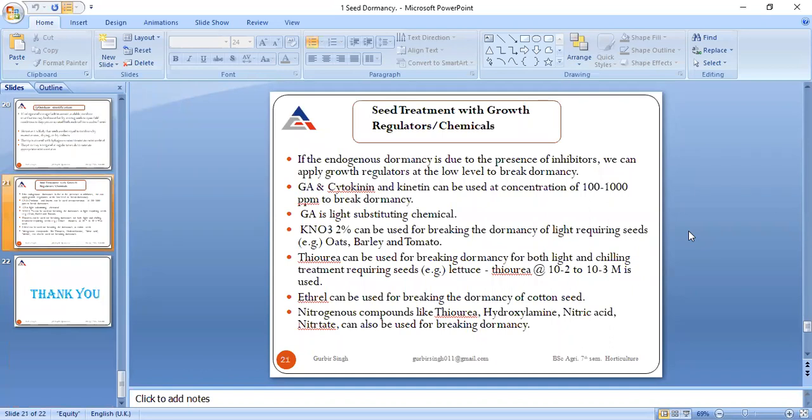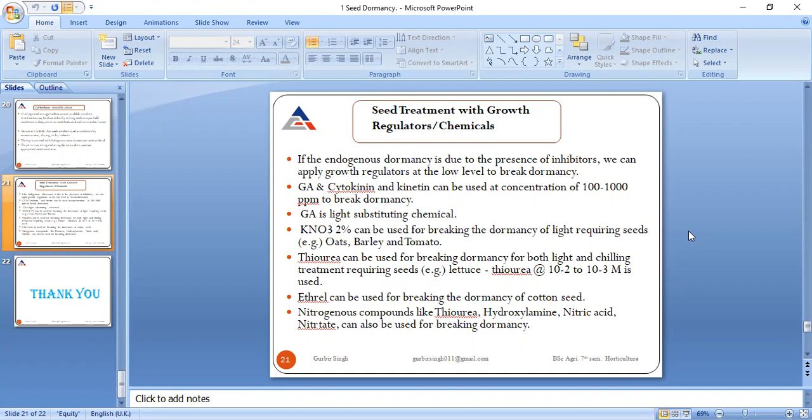Next is seed treated with growth regulators or chemicals. If the endogenous dormancy is due to the presence of an inhibitor, we can apply a growth regulator at a low level to break dormancy. Like GA, cytokinin, and kinetin can be used at a concentration of 100,000 ppm to break dormancy. GA is a light substituting chemical. KNO3 2% can be used to break dormancy of light required seeds.